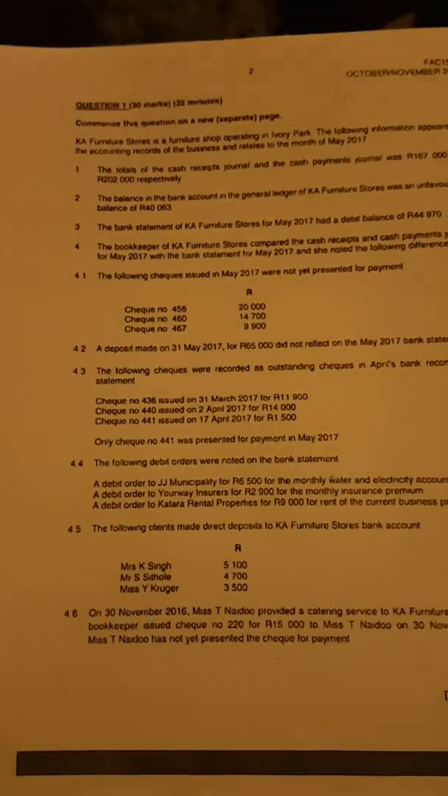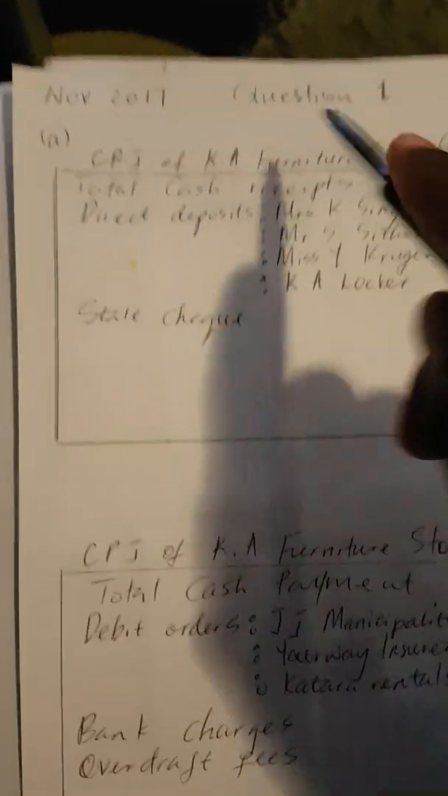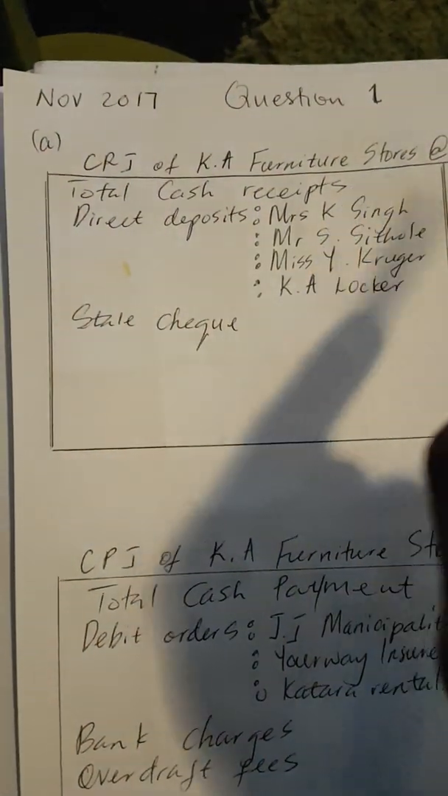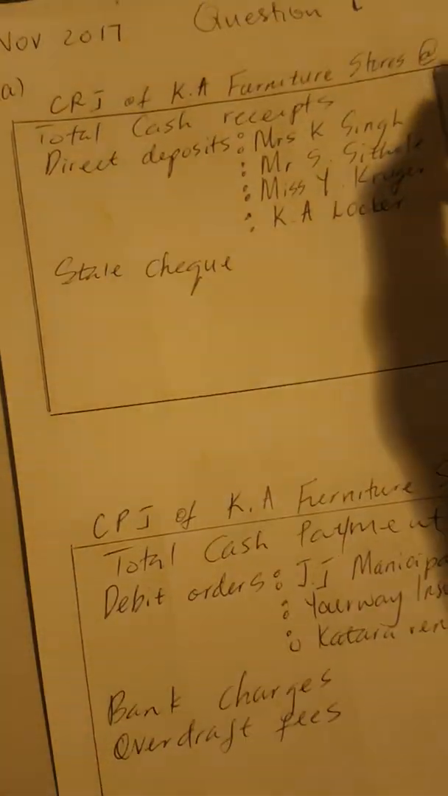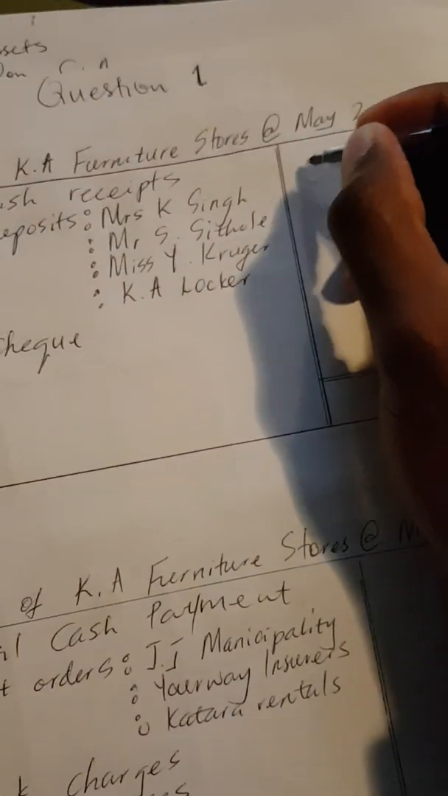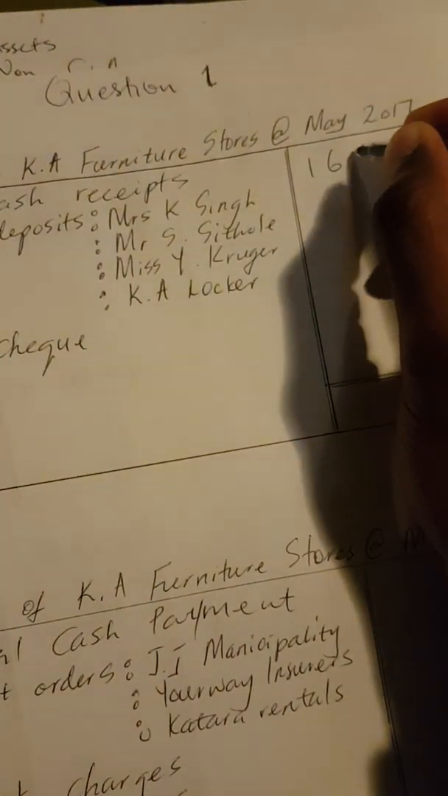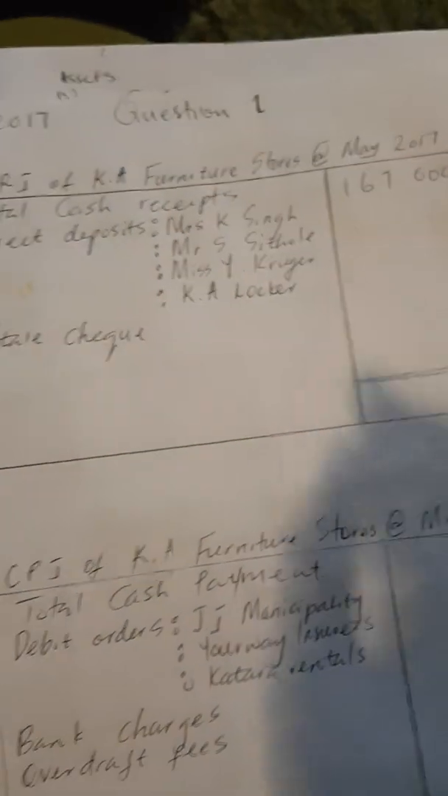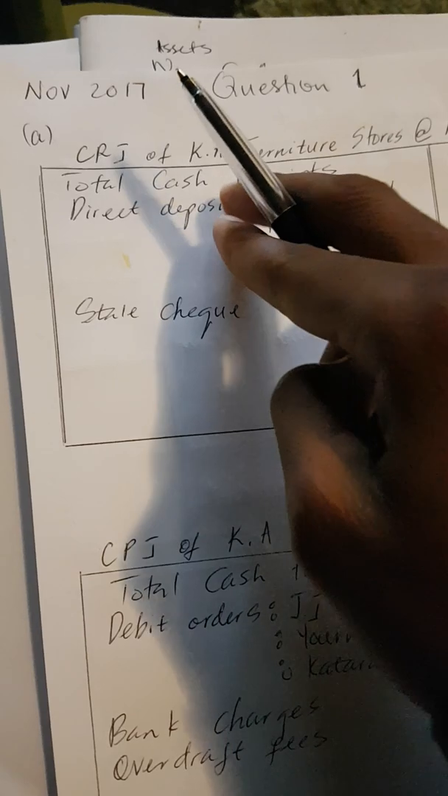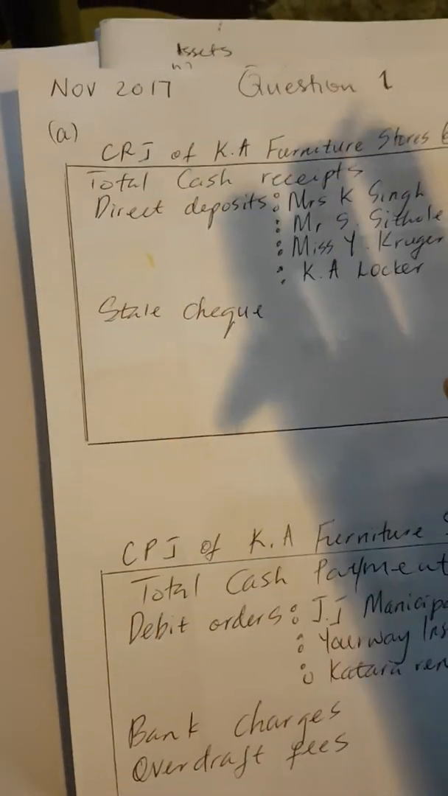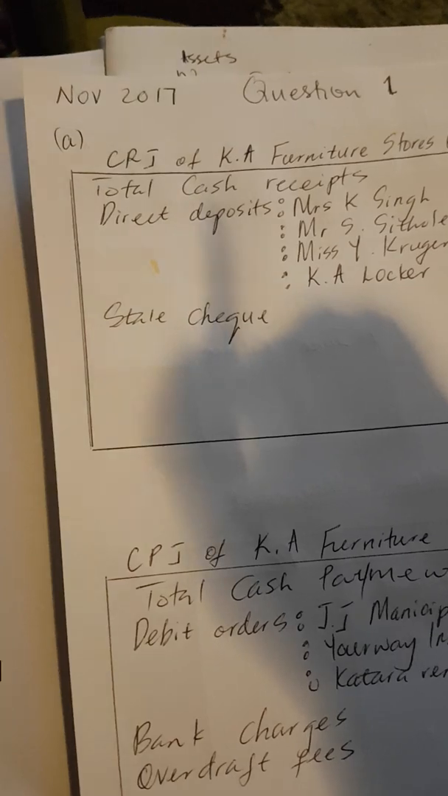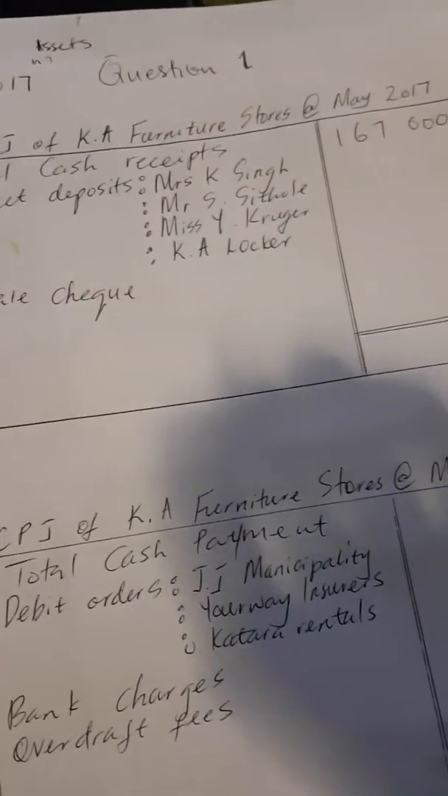Now I want us to complete the cash receipt journal. To complete the cash receipt journal, these are the steps. You start by writing the total cash amount you received. In our situation, they said we received 167,000. This is our total receipt. We also add the direct deposits. So in the cash receipt we add the direct deposits. How many direct deposits do we have?